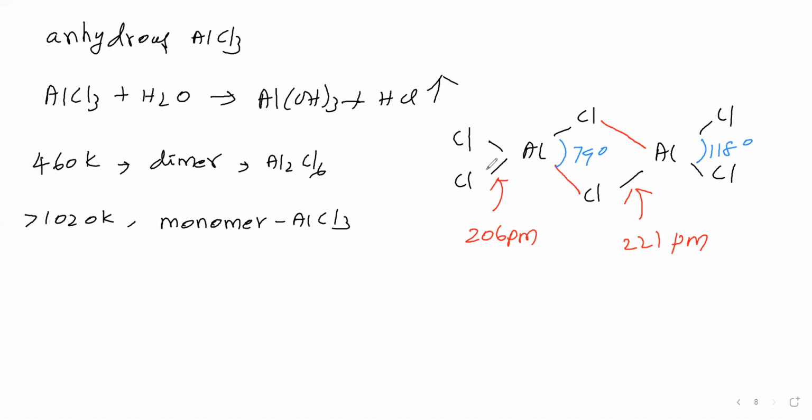Here, this bond length is less. Electron cloud density is more. Therefore, repulsion between these bonds is more. Therefore, the bonds are moving far away. Therefore, the bond angle is high here.